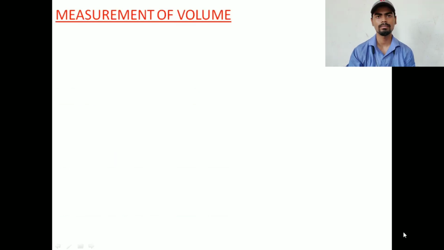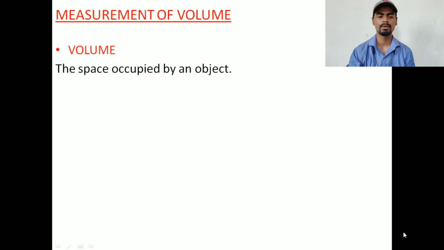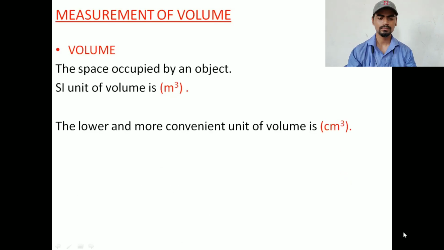Actually, what is volume? Already you have studied in your previous class that volume is nothing but the space occupied by an object, and the unit in which the volume is measured is meter cube. The lower and more convenient unit of volume is centimeter cube. So if you are measuring a small quantity, it can also be used in centimeter cube. So let us see the conversion.